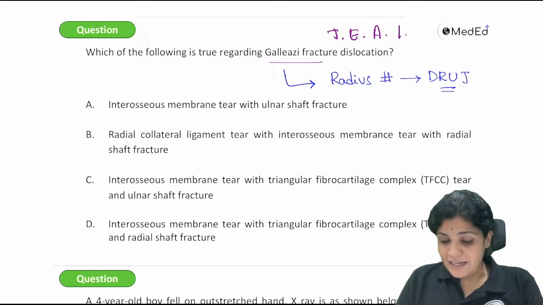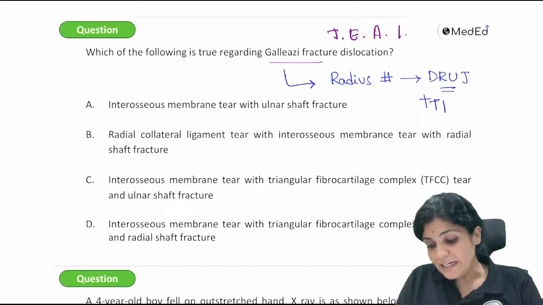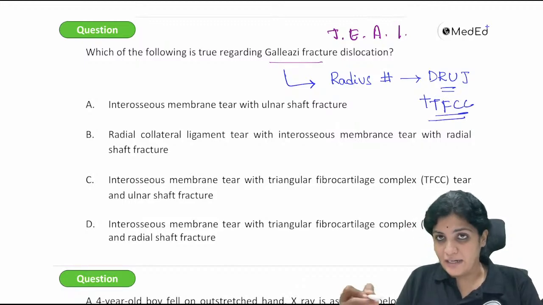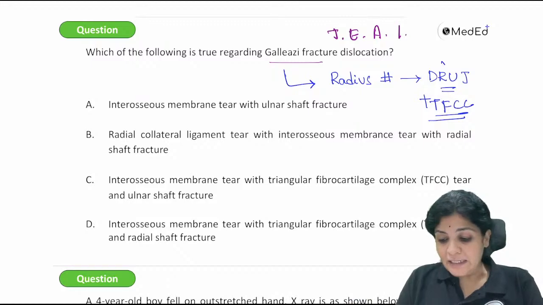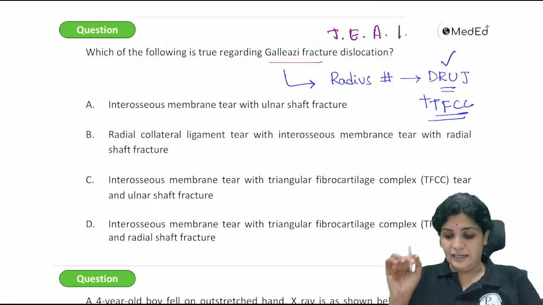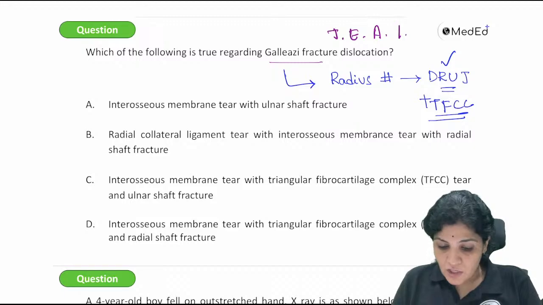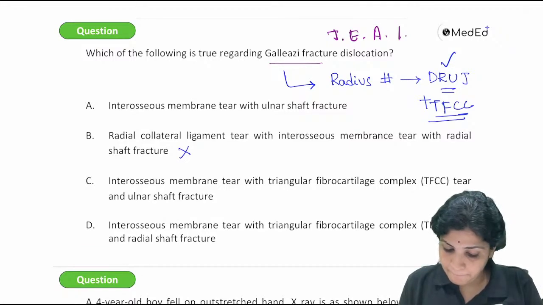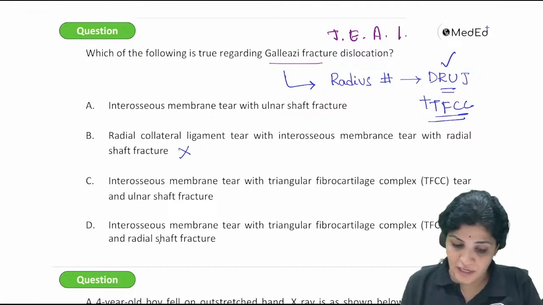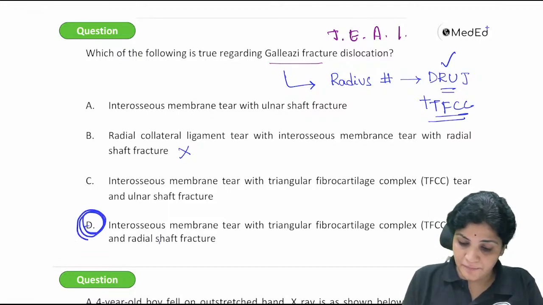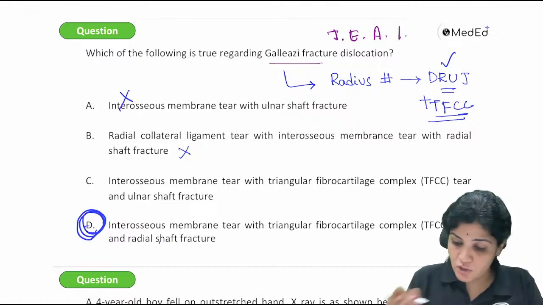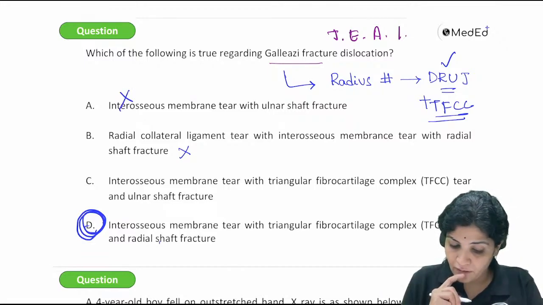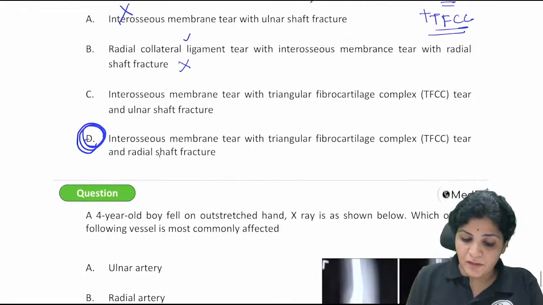At the distal end of the radius, you will find a component which is called TFCC, triangular fibrocartilage complex, which is usually present in the DRUJ area. So the ulna area, that is called the TFCC. Okay, so now let's see the radius fracture. This is not radial collateral tear, that is not there. This could be intraosseous membrane tear with TFCC tear and a radial shaft fracture. So the answer is D. This is not ulnar shaft fracture also. So the answer is D.